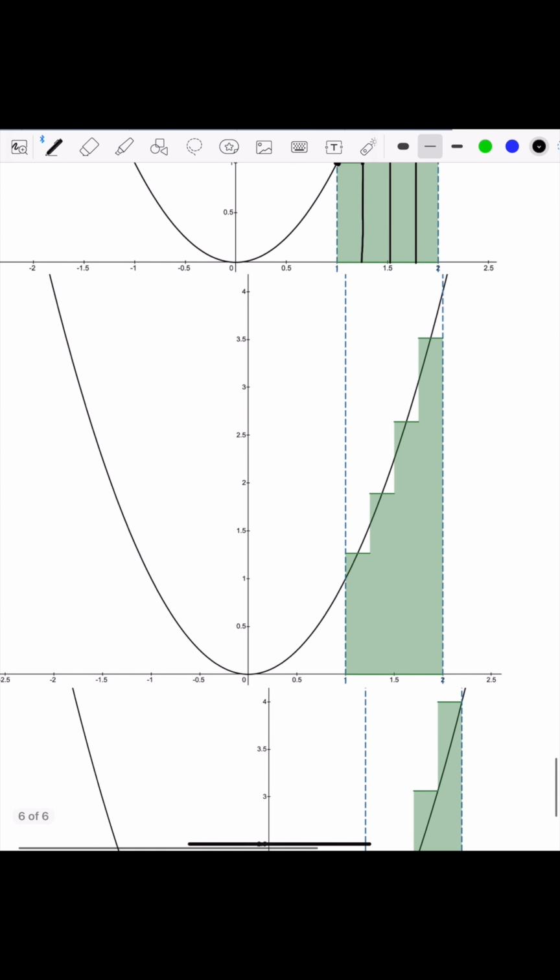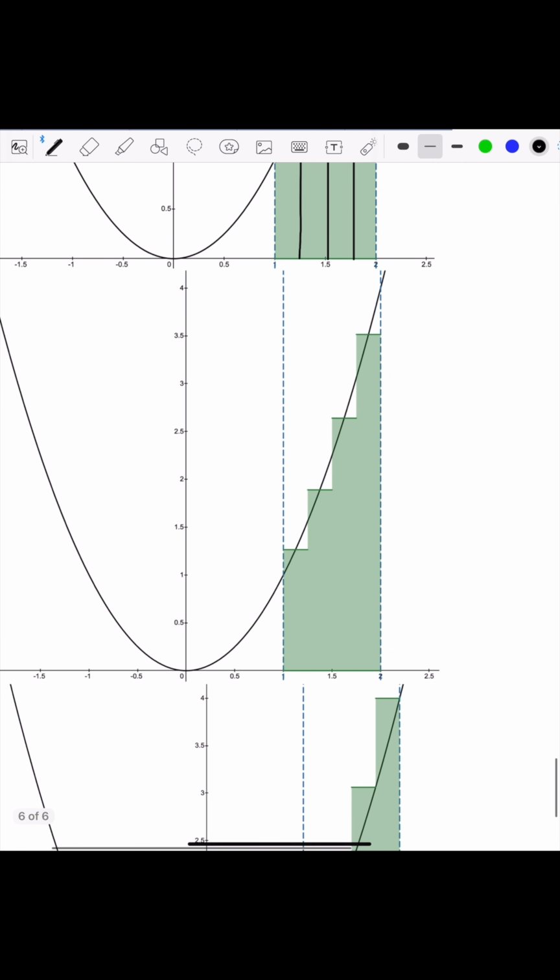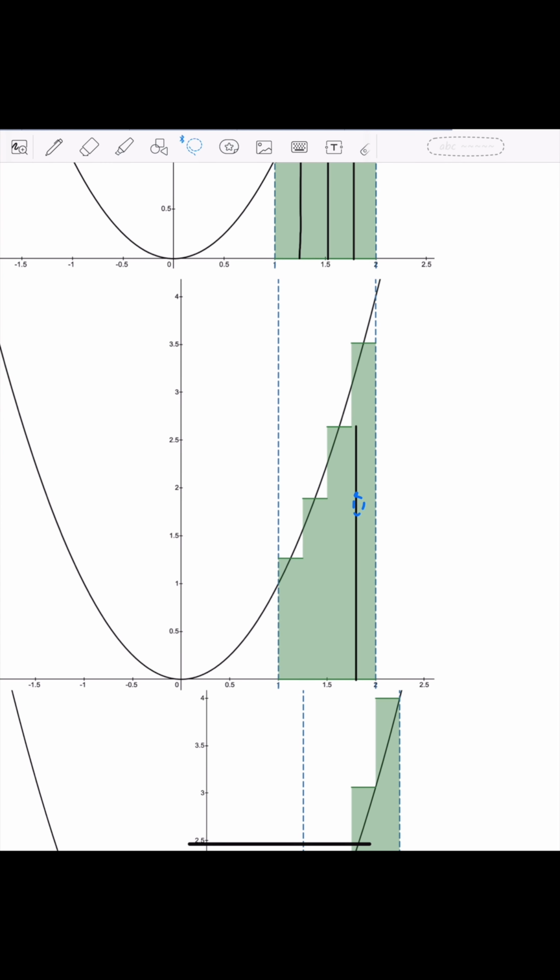So let's go on to the next one. For this next one, we see the height of this first rectangle is whatever this height is here. The second one is whatever this point is here. I'm looking at the height, and the height of this one is right here. Move that over just a smidge.